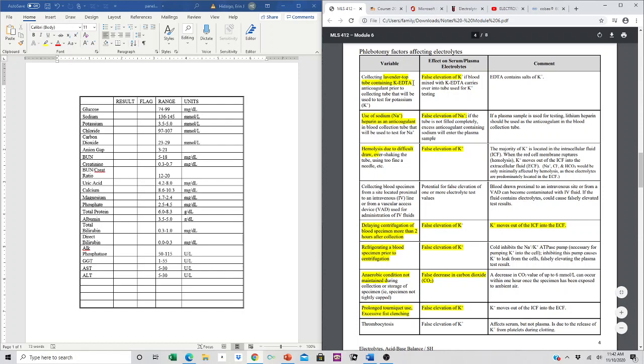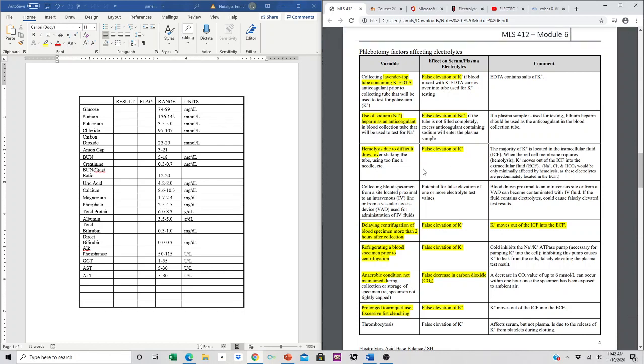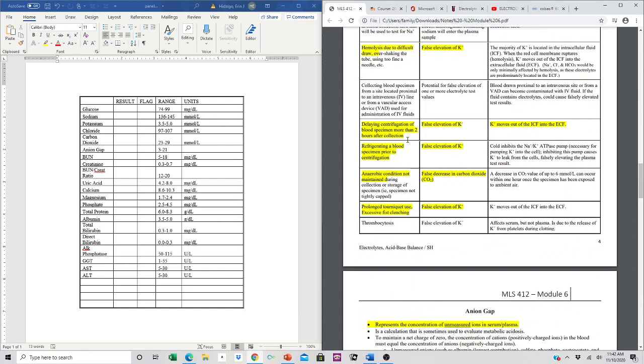If the blood is collected in a purple top tube, which has potassium EDTA in it, then it will cause a false elevation of potassium. If the blood is collected in a tube with sodium heparin, then it will cause a false elevation of sodium. Some of this seems kind of basic, but if we don't go over it, it may not click for you and you may not think about it.